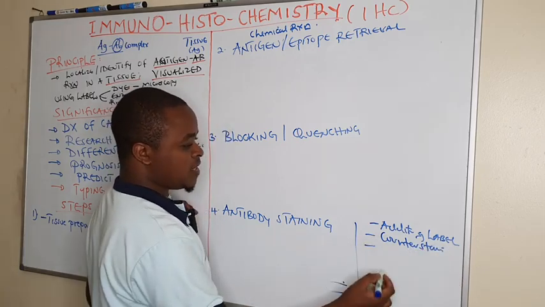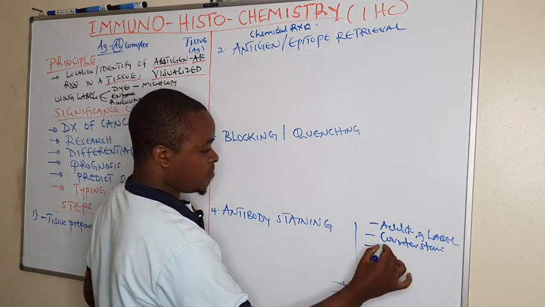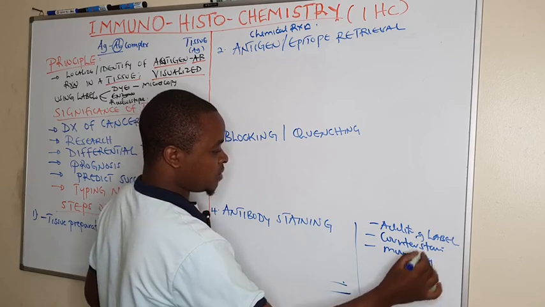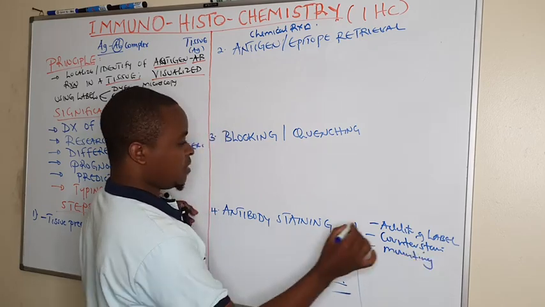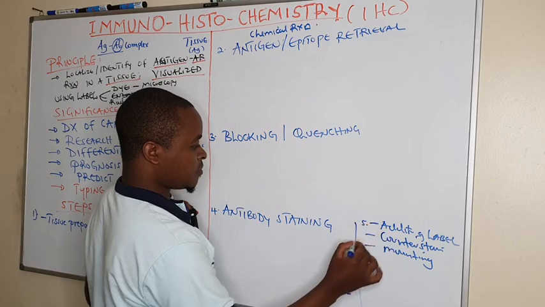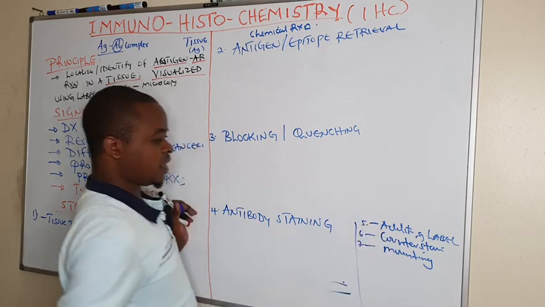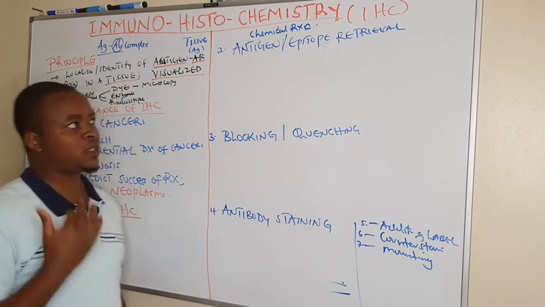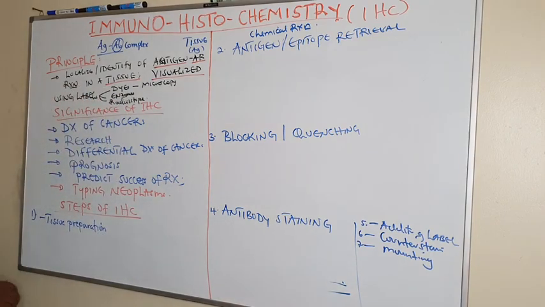Then after counterstaining, we shall look at mounting, whereby we dehydrate, clear, and mount. So these are the steps we are going to look at. These are the major steps we are going to discuss under the steps of immunohistochemistry. So without wasting time, let us begin with tissue preparation.